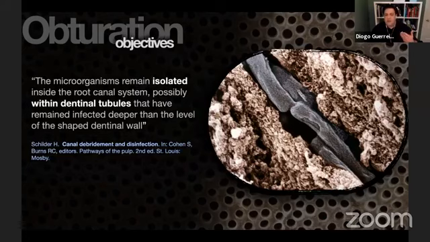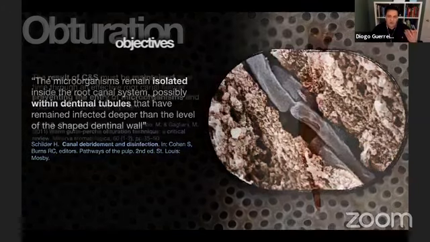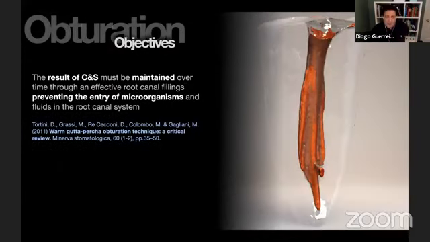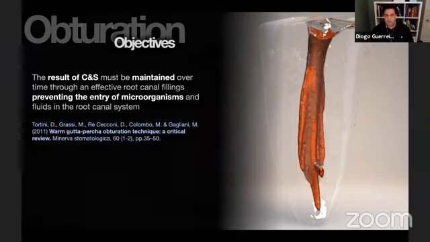Even if we do those either SEM images or histology pictures, dentinal tubules are contaminated most of the time with bacteria, even after cleaning and shaping. So in terms of obturation, the result of cleaning and shaping must be maintained. The objective is we clean and shape that space the best we can, and then we seal to prevent the entry of microorganisms or fluids into that canal system. So our objective is to maintain the results of our disinfection procedure in the root canal.